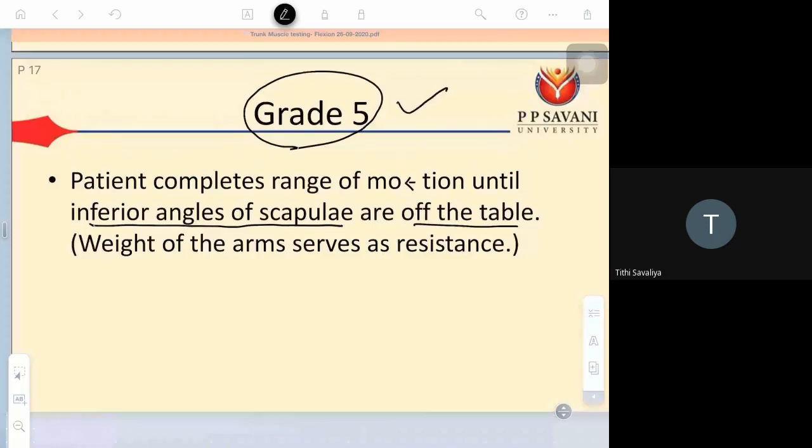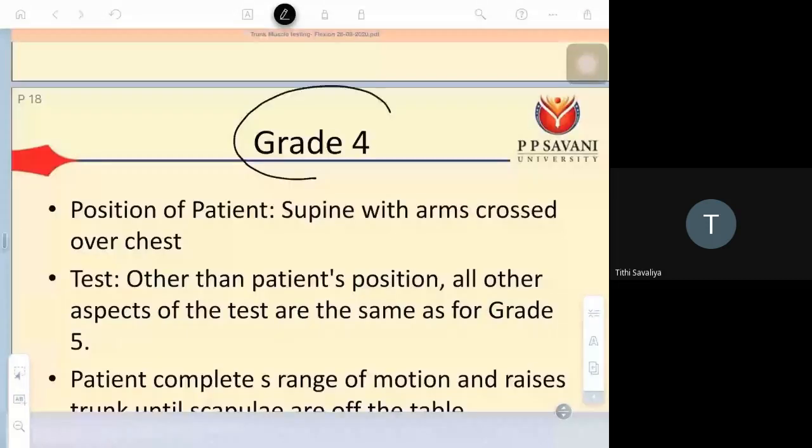Here, as we discussed yesterday, weight of the arm is equal to giving the resistance. We don't give resistance in 5 and 4. As we discussed yesterday, weight of the arm itself serves as the resistance. What is grade 4? Now, for grade 4, patient position is changed.